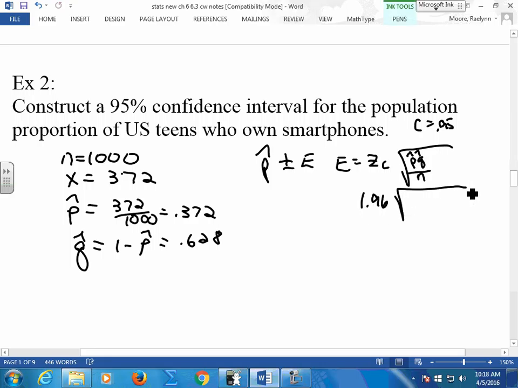We put p hat and q hat in here. 0.372 times 0.628. Divide by, how many was in my sample, n? 1,000. So, put this in your calculator and find me a margin of error. Once you put your square root sign, you don't need any other parentheses. You can do this times this, divide by this, and order of operations will work.